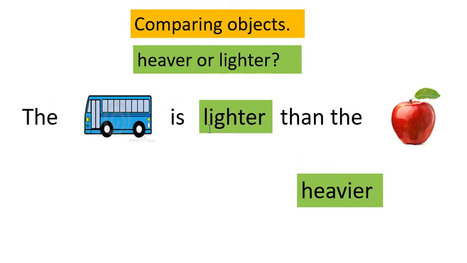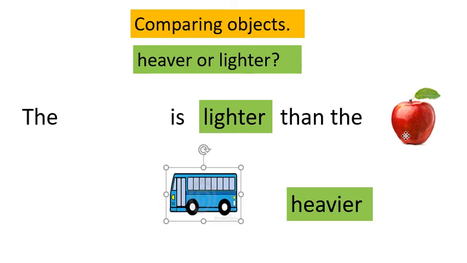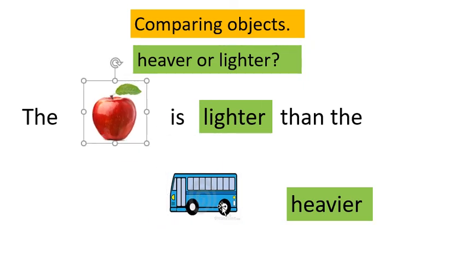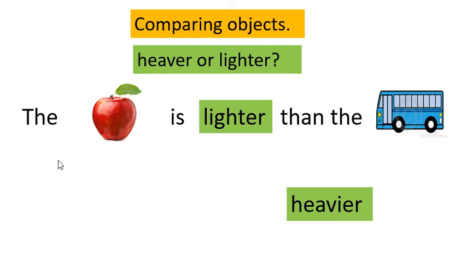The bus is lighter than the apple. Is that correct? No, we need to swap these over. So if I put the bus over here and put the apple on this side, and I read my sentence again. The apple is lighter than the bus. That makes sense.